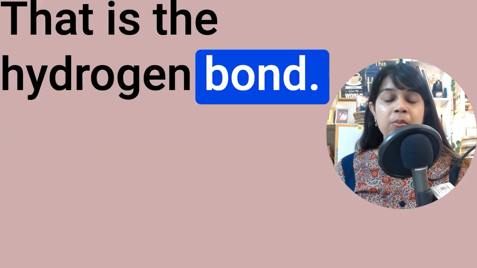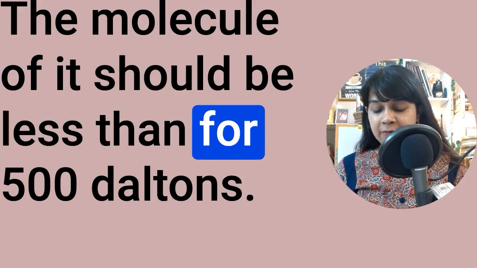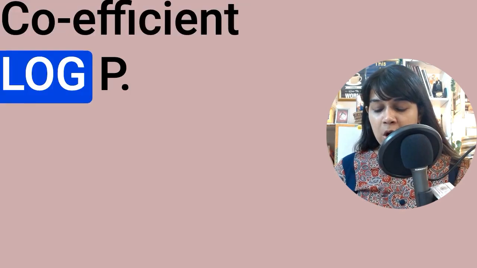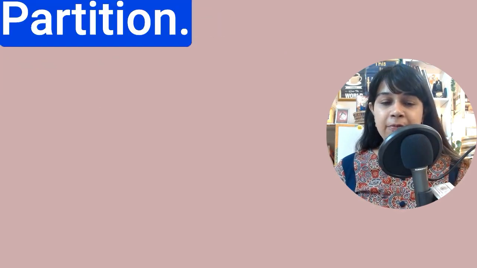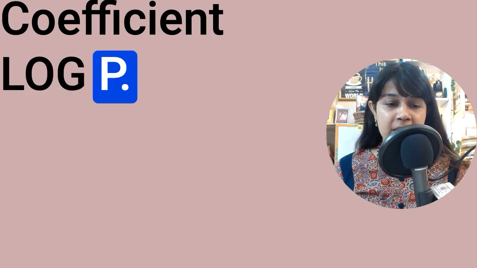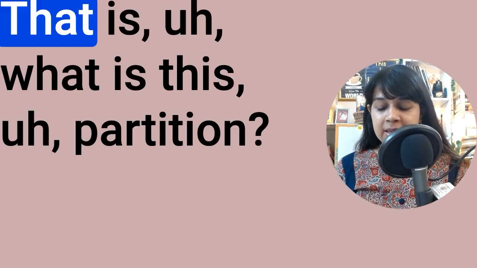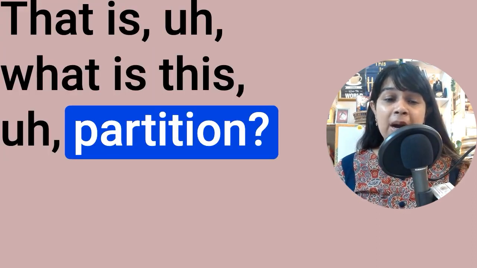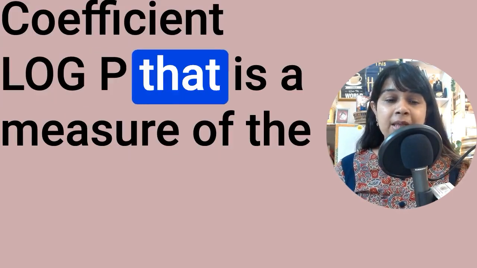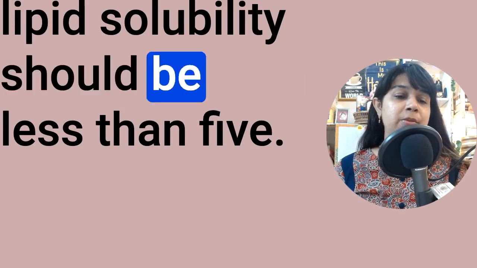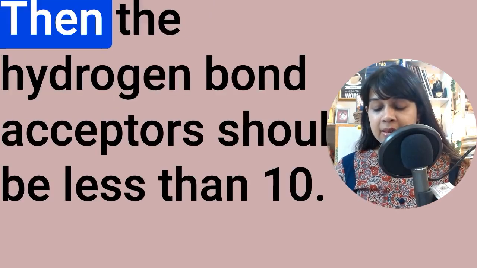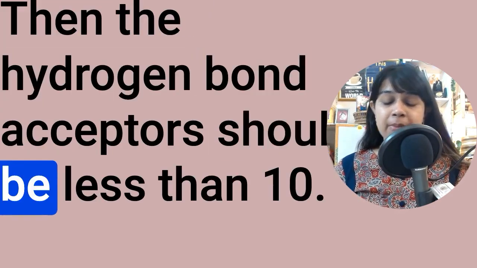The hydrogen bond donors should be less than 5. The molecular weight should be less than 500 Daltons. Then the partition coefficient log P should be less than 5. What is this partition coefficient log P? That is a measure of the lipid solubility. It should be less than 5. Then the hydrogen bond acceptors should be less than 10. Okay?